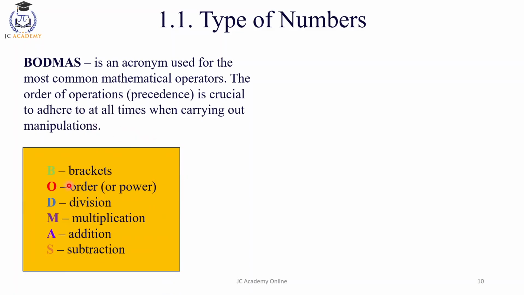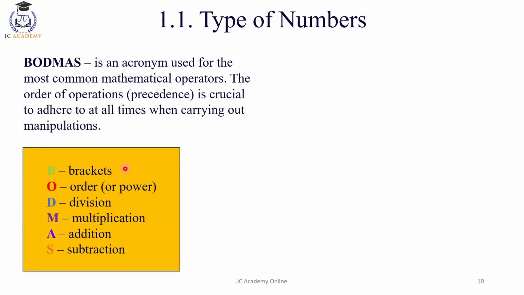So what do each of these letters mean? For BODMAS, the letter B stands for brackets. The letter O stands for order or power. The letter D stands for division. The letter M stands for multiplication. A stands for addition. And S stands for subtraction.